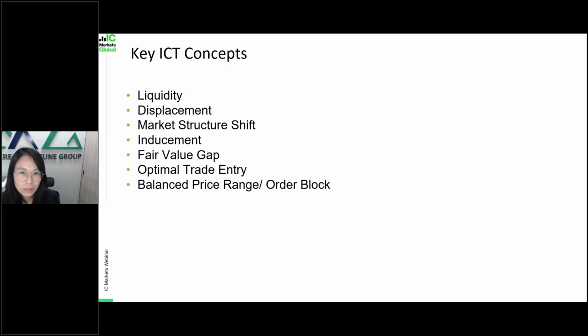Okay, and here are the concepts of ICT trading. It consists of some key concepts that every trader must know in order to take advantage of this trading style. So we have a few here. First is liquidity. Like previously mentioned, it's also used to forecast liquidity and displacement, market structure shift, inducement, fair value gap, optimal trade entry, balance price range, and also order block.